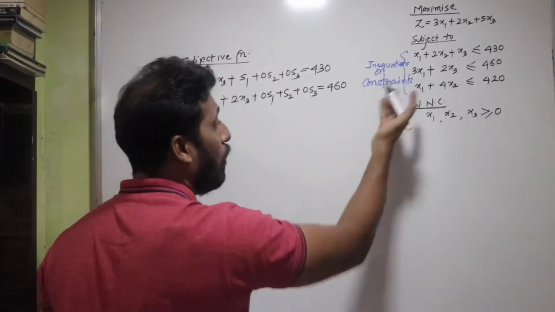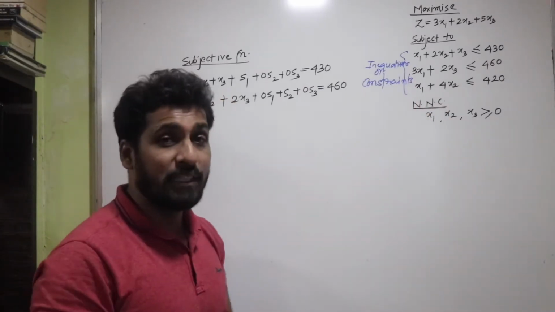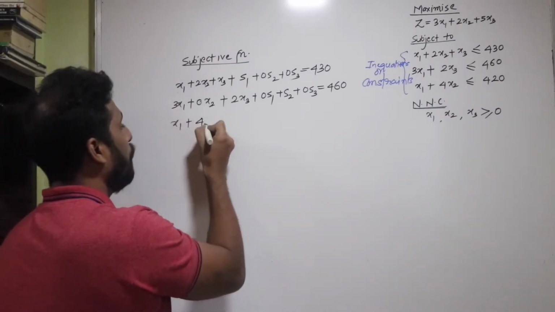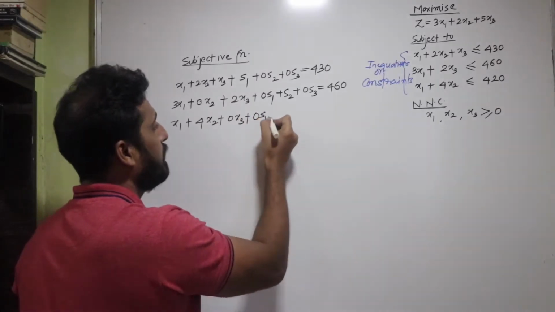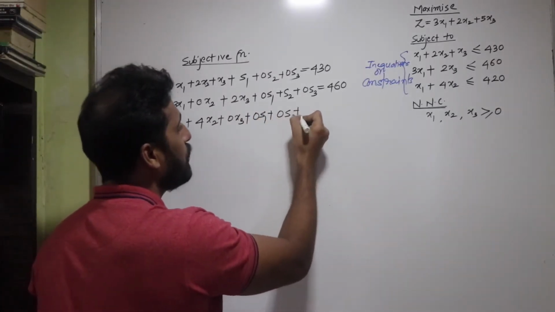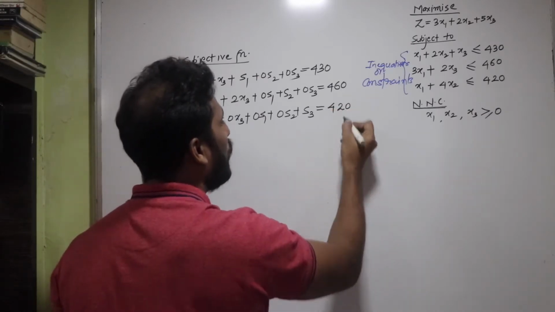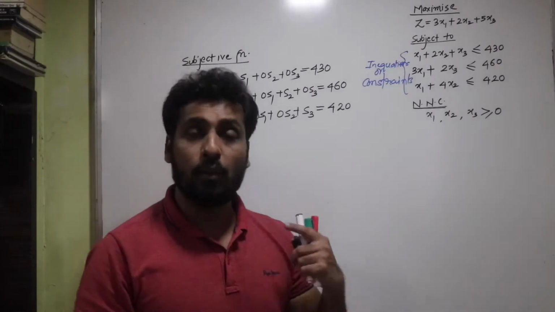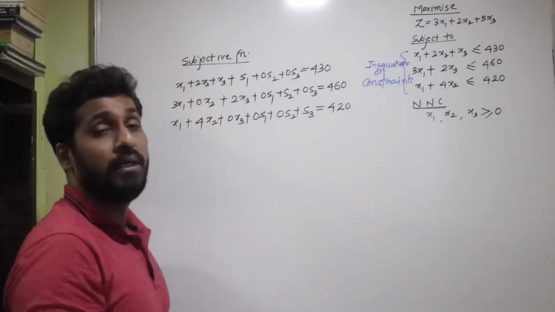Let's move ahead with the third one. Over here I can see there is x1 and then x2 is there, x3 is missing. So I can write here x1 plus 4x2 plus 0 x3, 0 s1, 0 s2 and s3, that is equal to 420. So that's the transformation of the subjective functions into the equalities. So that part has been done.